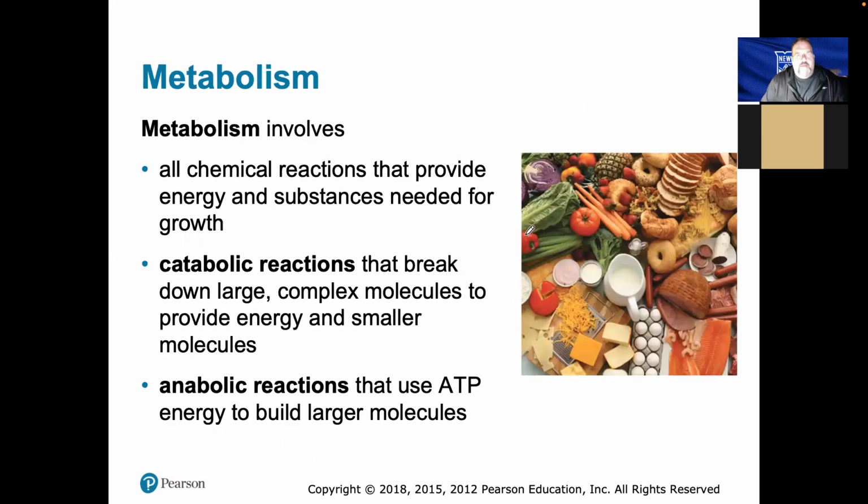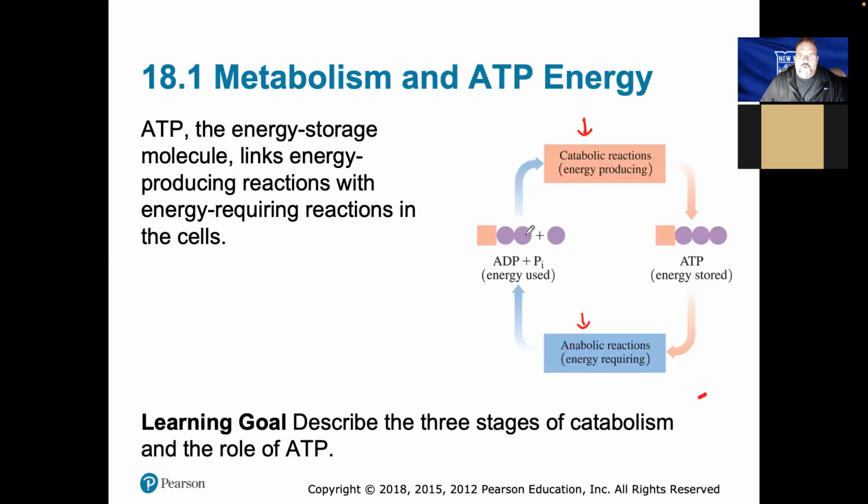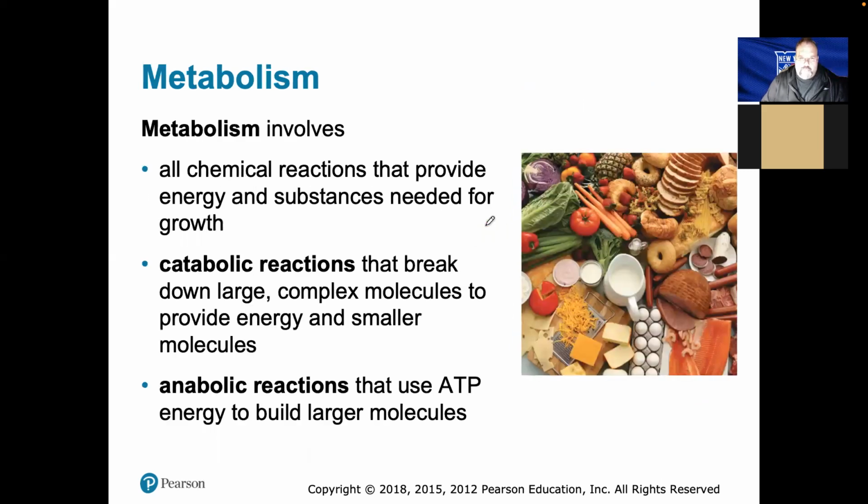All right, so metabolism. Metabolism involves all chemical reactions that provide energy and substances needed for growth. Catabolic reactions are energy-producing reactions. Another way to look at that is that catabolic reactions break down large, complex molecules to smaller molecules, and by doing so, energy is released. They provide energy. So for a catabolic reaction, you have the breaking down of larger complex molecules into smaller molecules.